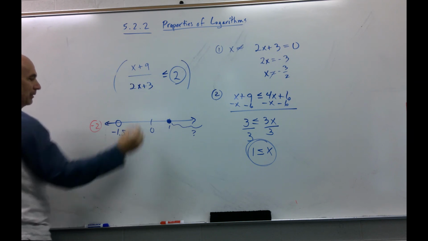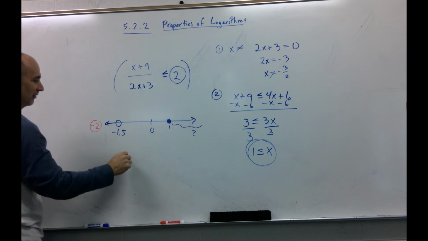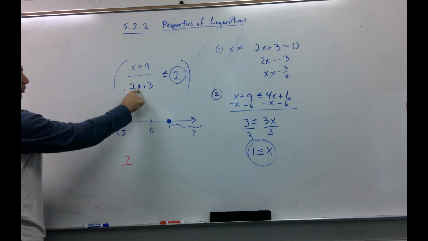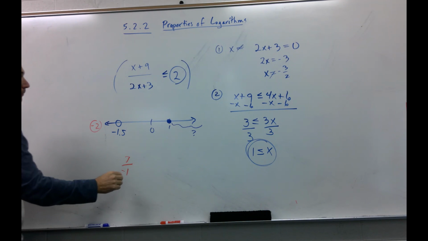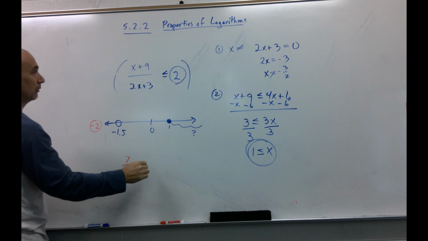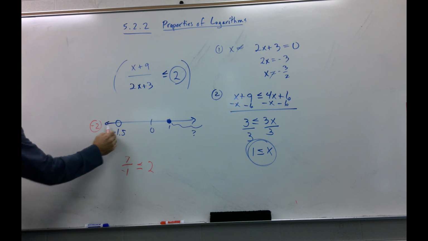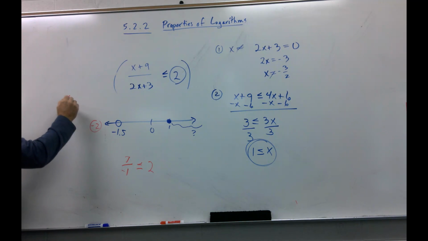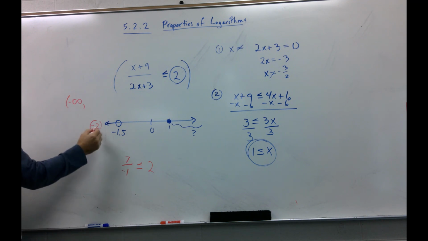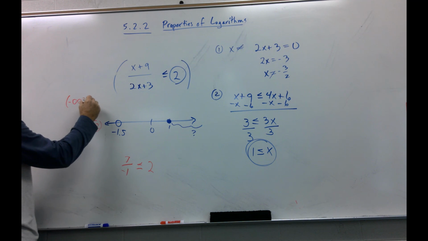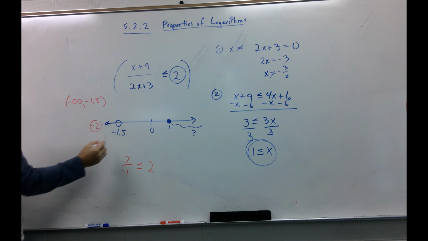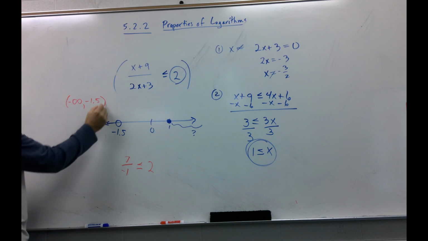So I would get negative 2 plus 9 is 7. Negative 2 times 2 is negative 4. Plus 3 is negative 1. Is less than or equal to 2. And that's true. So I definitely have a space here, negative infinity, all the way up to negative 1.5, but it doesn't include it because that's a hole. That's why I use parentheses.